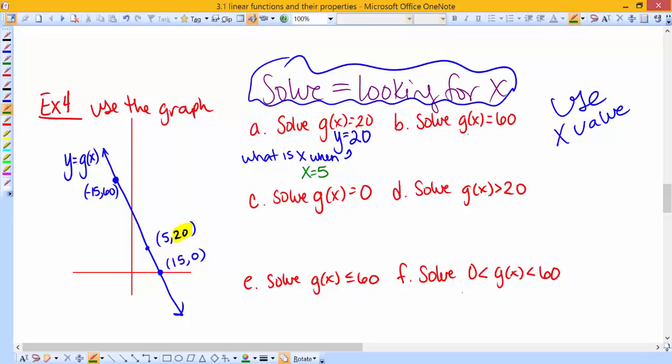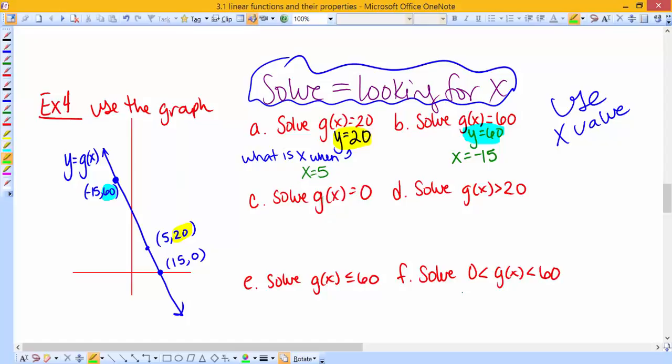In B, I'm going to do the same thing, but when y is 60. So I'm going to go over to where y is 60, and x is negative 15. So let me color code these for you guys. So I go to where y is 20 with the yellow. I go to where y is 60 with the blue.